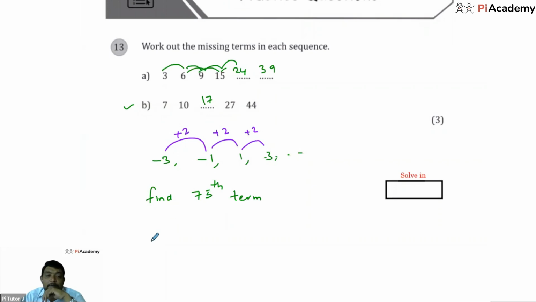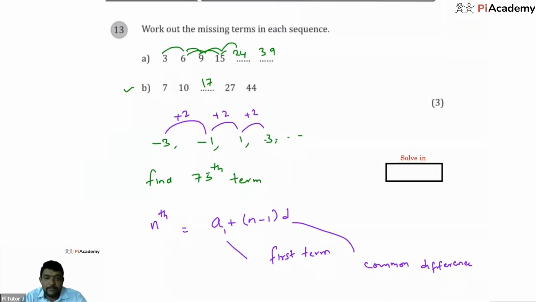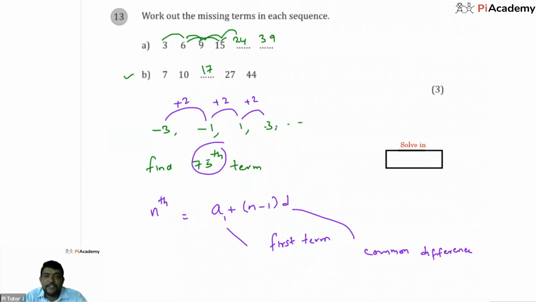So to find the nth term of the arithmetic sequence, the formula is a1 plus n minus 1 times d, where a1 is the first term and d is the common difference. For those who don't know, you can write this down. If you have to find the nth term, for example, here I'm asking you to find the 75th term, you'll be using this formula: a1 plus n minus 1 times d.